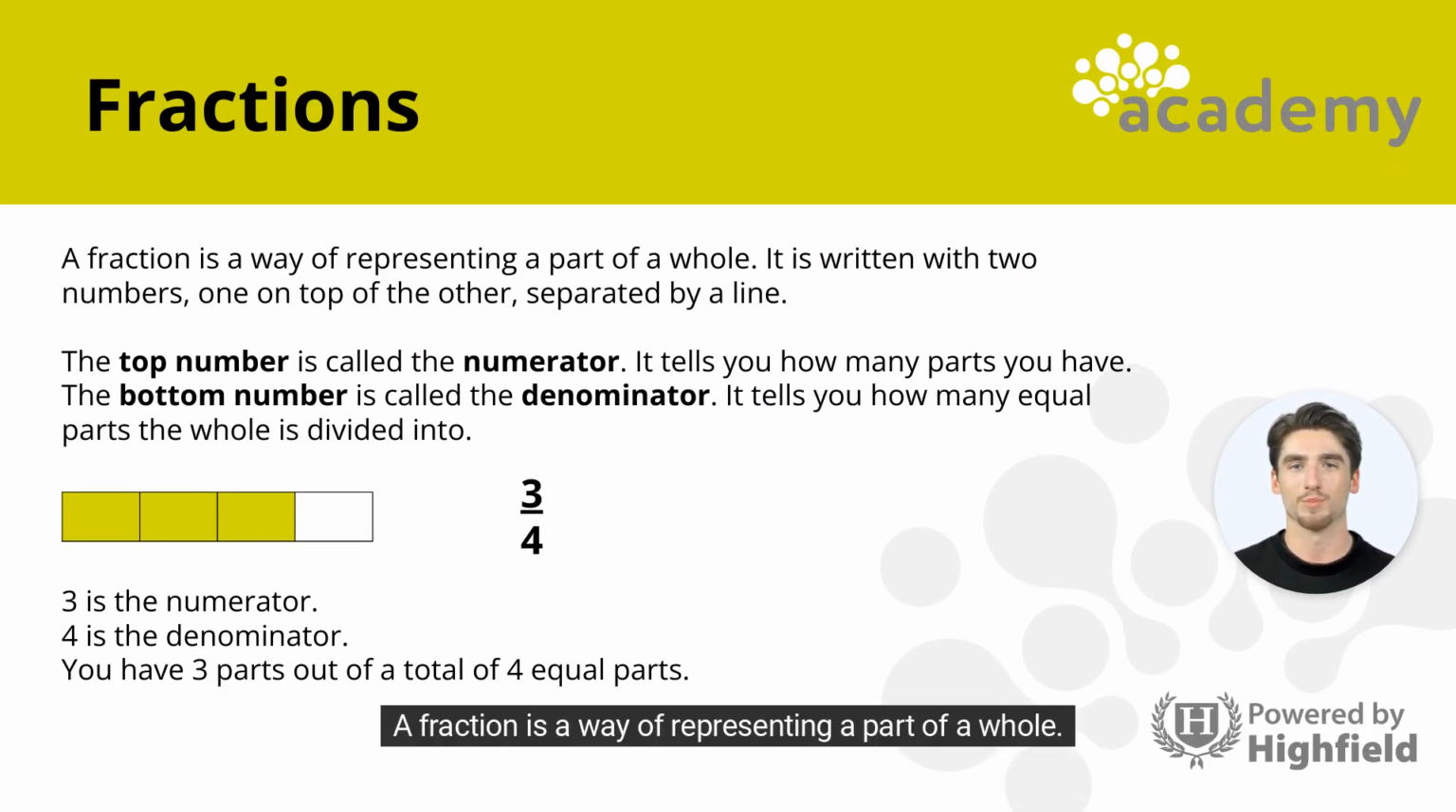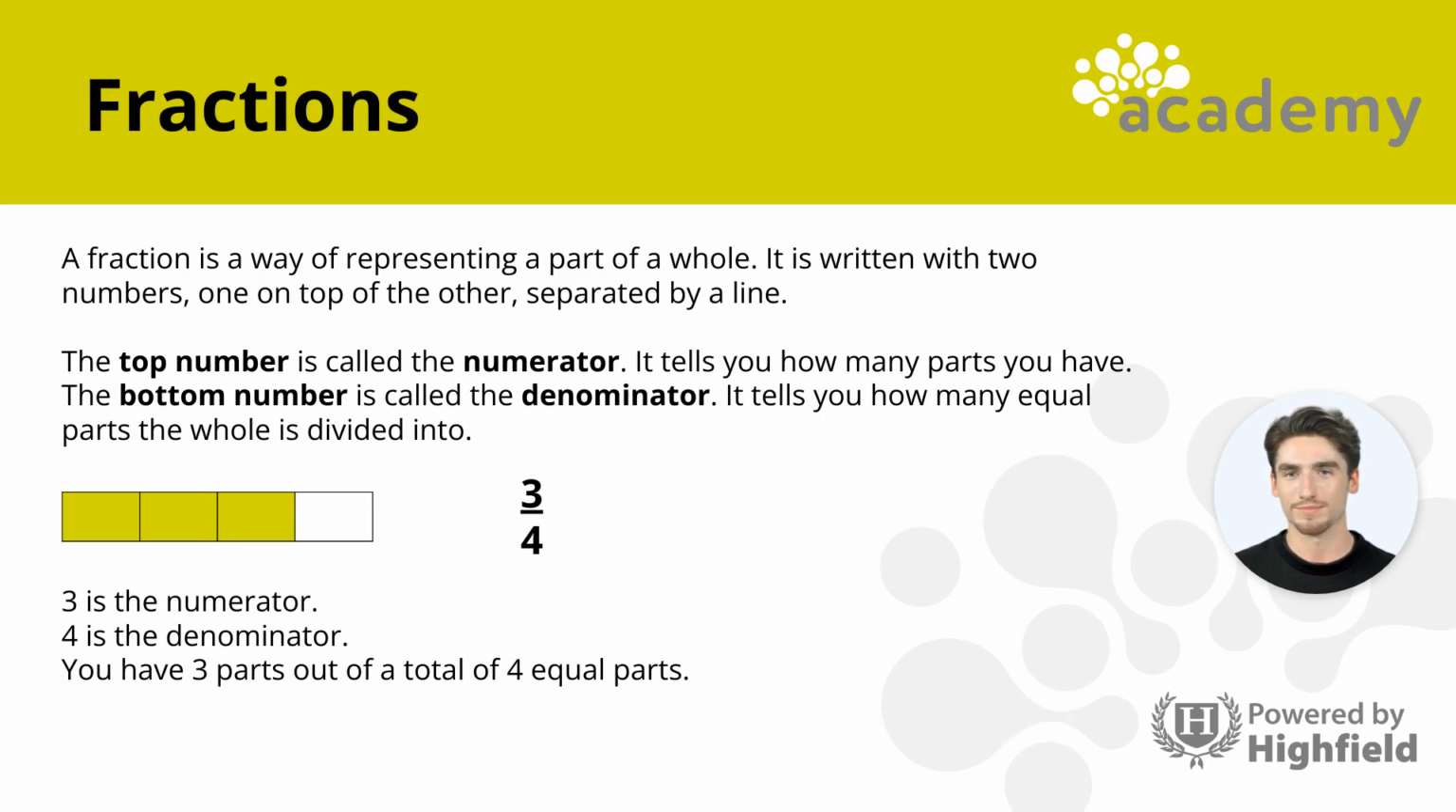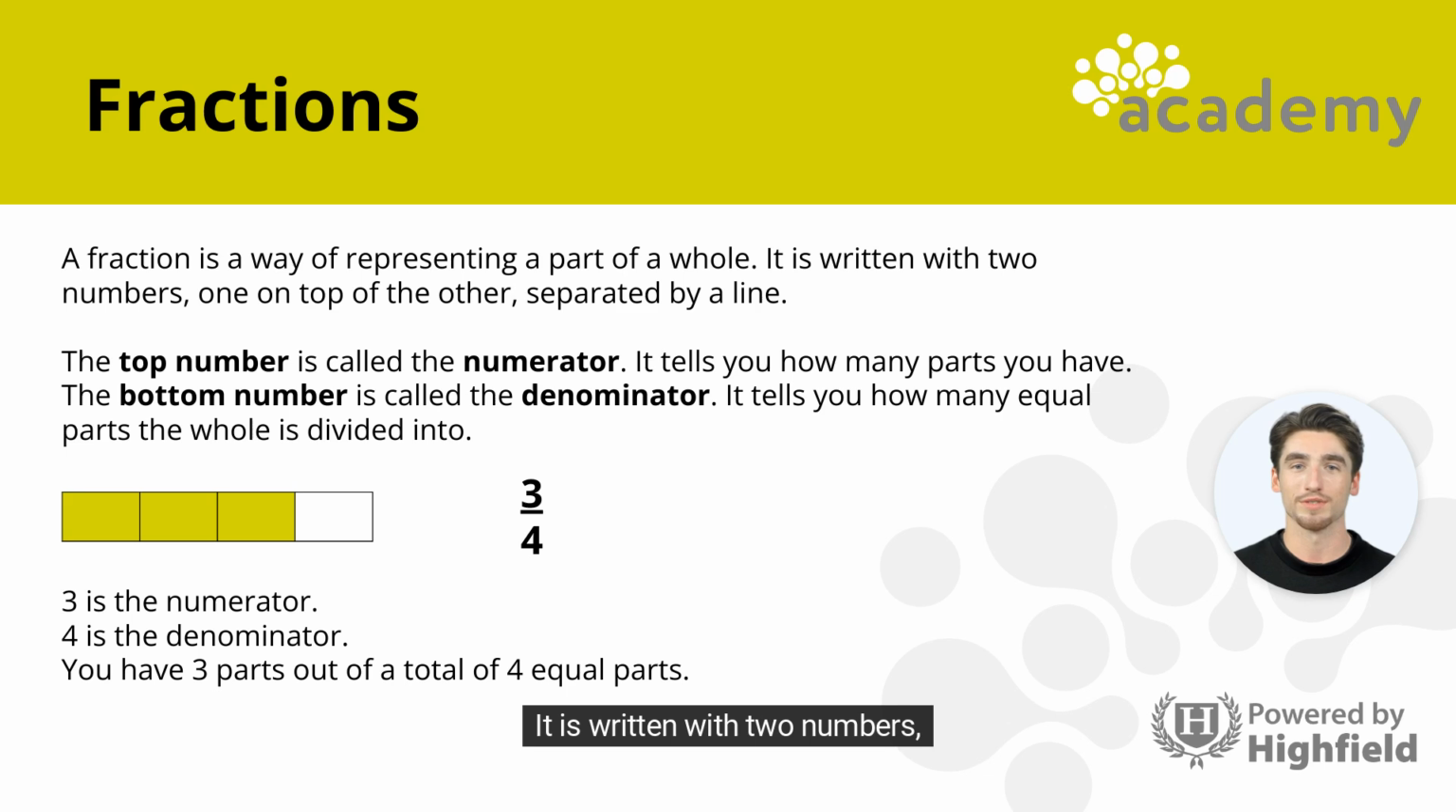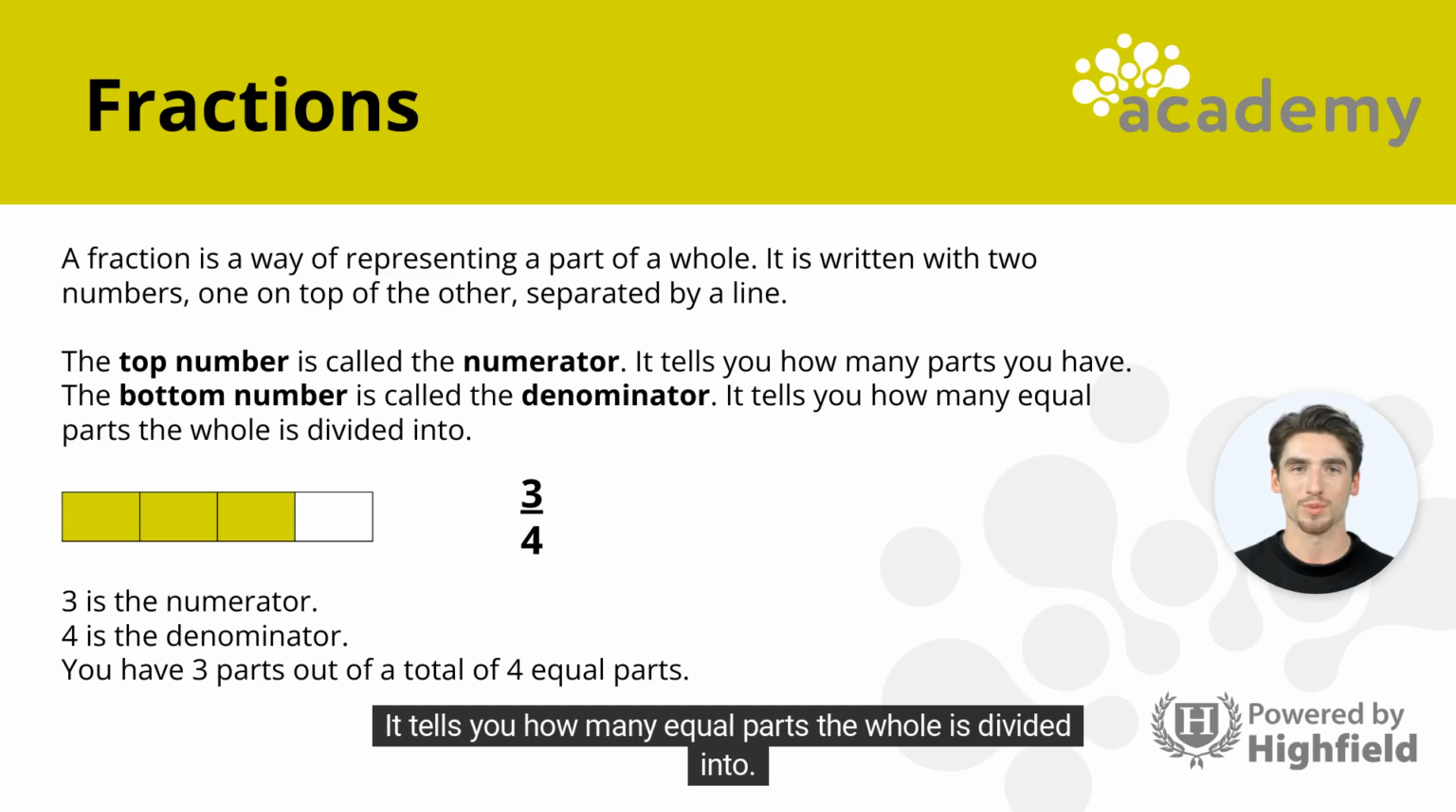A fraction is a way of representing a part of a whole. It is written with two numbers, one on top of the other, separated by a line. The top number is called the numerator. It tells you how many parts you have. The bottom number is called the denominator. It tells you how many equal parts the whole is divided into.